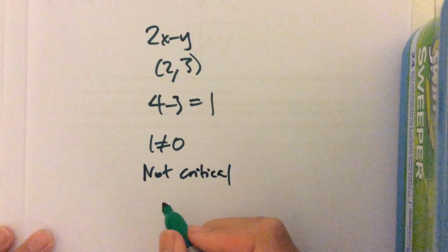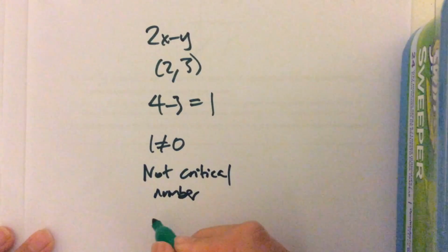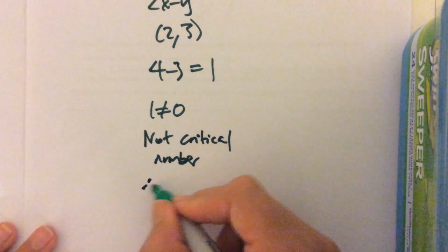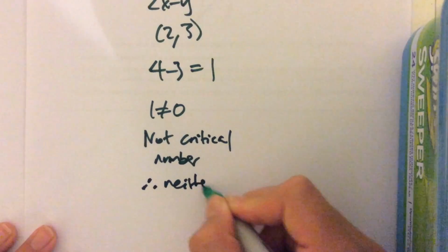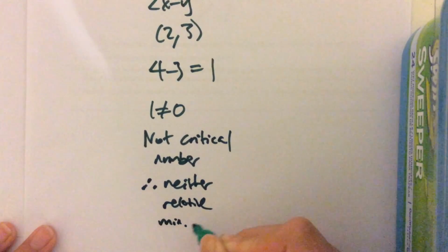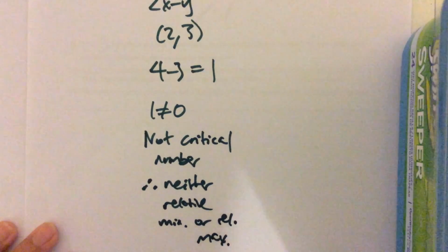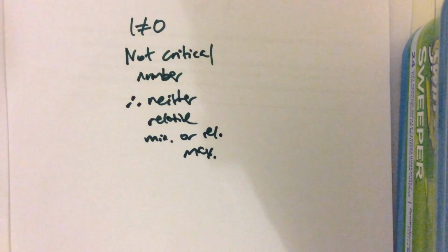So this point, its slope is not a critical number, which means that it is neither a relative minimum or a relative max. So that's it for this problem. It's very simple if you understand the critical numbers. And then you just check to see what the slope is.